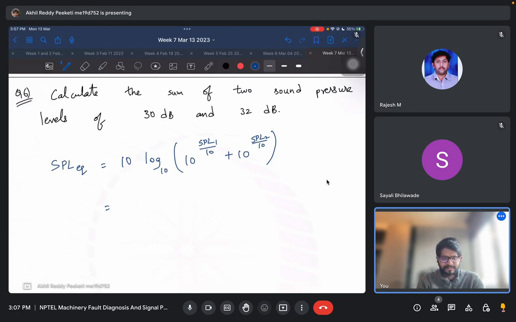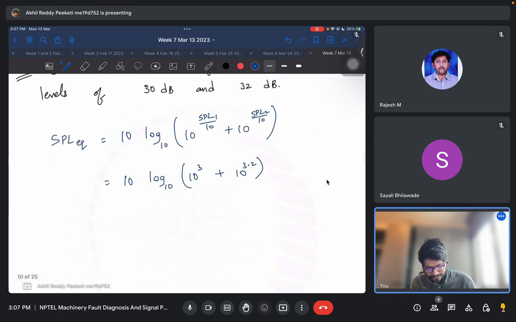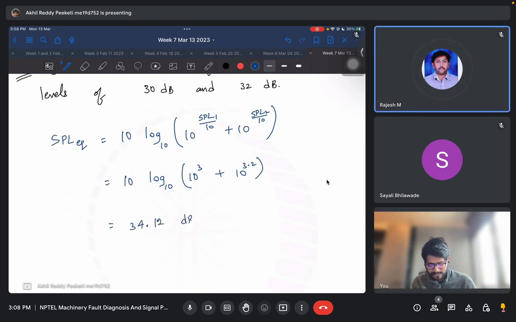Were you able to solve it? So 10 power SPL1 by 10, so 10 power 3, plus 10 power SPL2 by 10, so 10 power 3.2. If you actually substitute this, then you would get a final answer of 34. Yes, exactly.